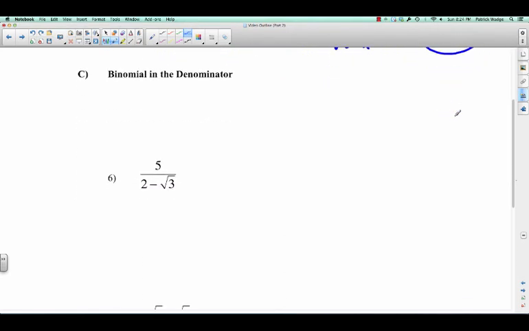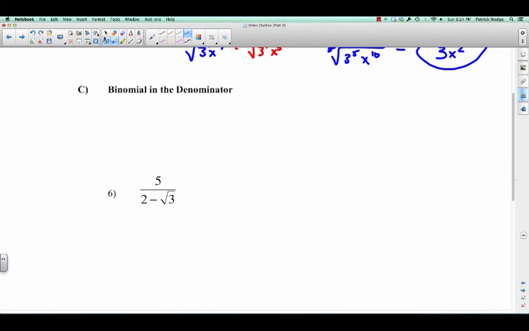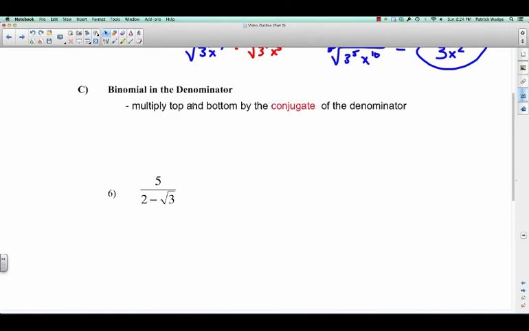Alright, the third type is much more common. I would say B. These ones we just did are not nearly as common. You don't need to know those as much as A and C, but you definitely need to know C, which is when you have a binomial in the denominator. It's a little more work. What you have to do in that case is you're going to multiply the top and the bottom by the conjugate of the denominator. What's a conjugate?